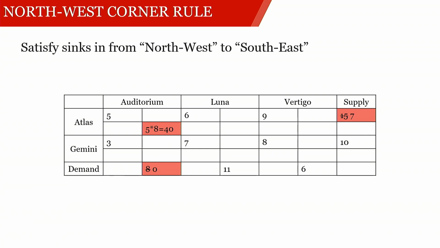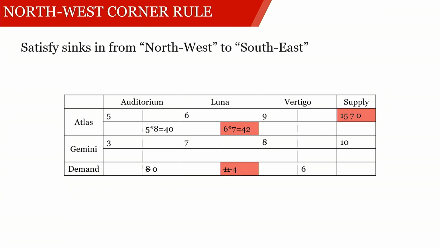Then we move on to the next building. We cannot move on to Gemini yet because it doesn't make sense, because Auditorium is already fully satisfied. So now we're moving on to Luna. In Luna, we have a demand of 11, while at Atlas, we have a supply of 7 left. So we satisfy as much as possible from Atlas to Luna, which is 7 items, which means that our supply in Atlas is completely depleted and we have a remaining demand of 4 in Luna.